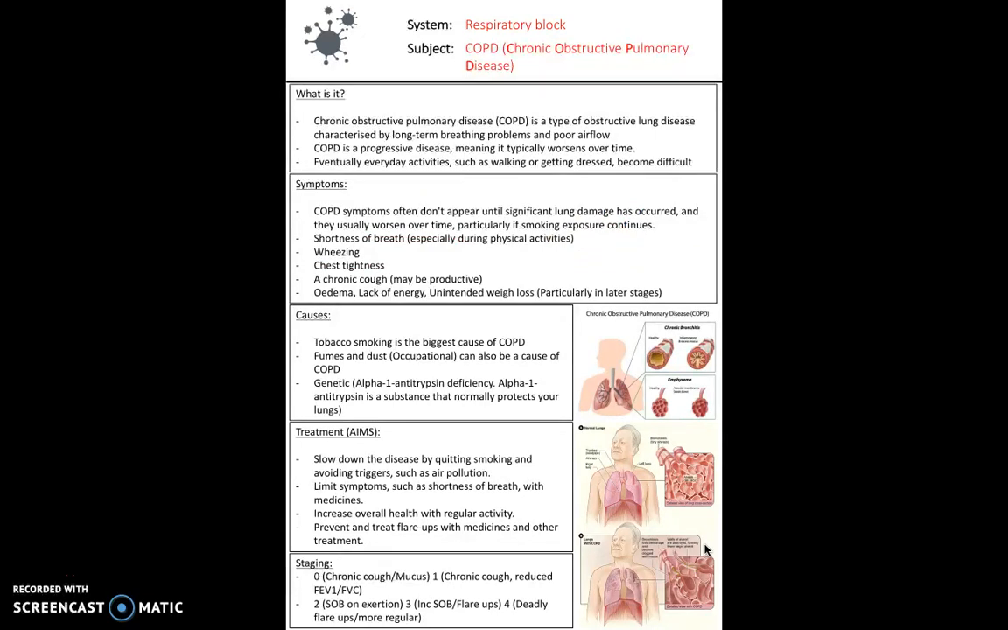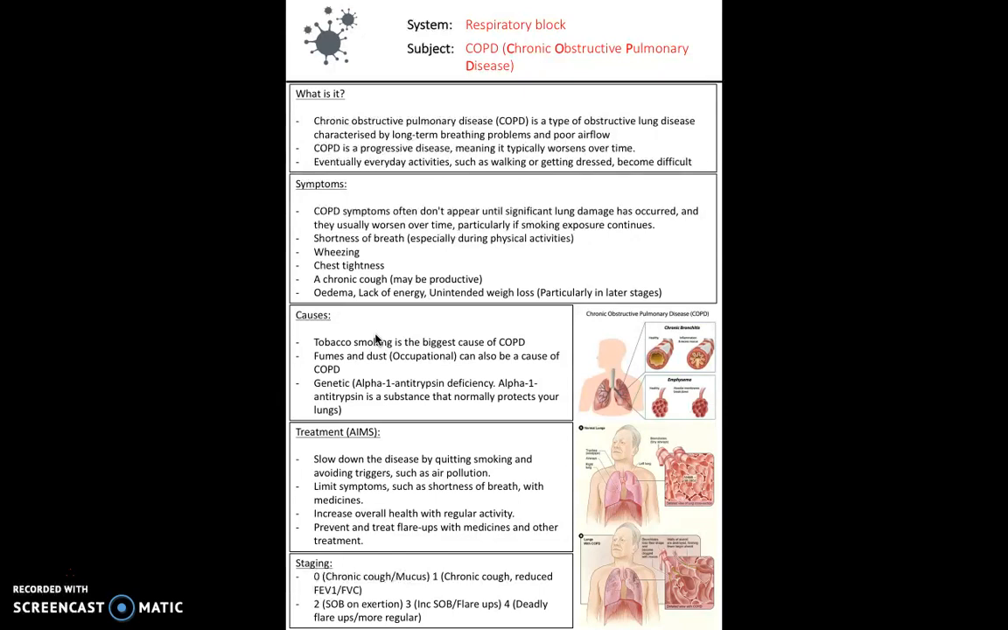COPD is something else that we were taught about. So COPD, chronic obstructive pulmonary disease. It's an obstructive lung disease characterised by long-term breathing problems and poor airflow. So it's progressive, obviously it worsens over time, and eventually even everyday activities such as walking or getting dressed become strenuous and difficult. Symptoms don't really appear until the damage becomes more severe, so you'd expect the symptoms to worsen over time. Shortness of breath, at first it's maybe minimal, but eventually you'll get shortness of breath just from walking or getting dressed. Other symptoms may include wheezing, chest tightness, a chronic cough.